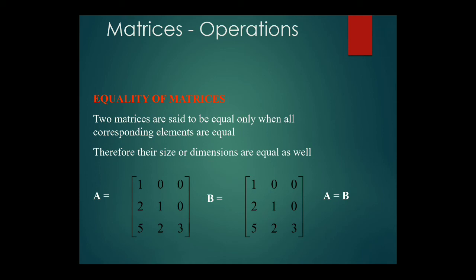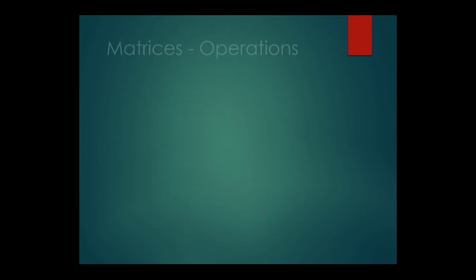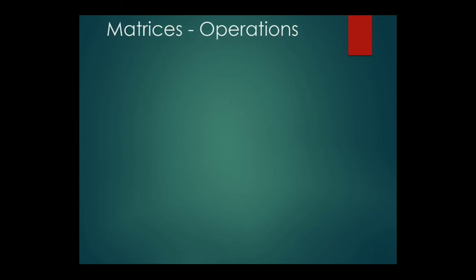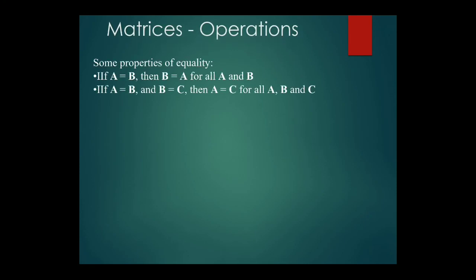So here we can see that the size, that is 3 cross 3, is the same and the elements are also the same. So we can now say that A is equal to B. So hence the matrices are equal. Now let's see the properties of equality. The first property we have is if A is equal to B, then B is equal to A for all A and B. And the second property we have is if A is equal to B and B is equal to C, then A is equal to C for all A, B and C.